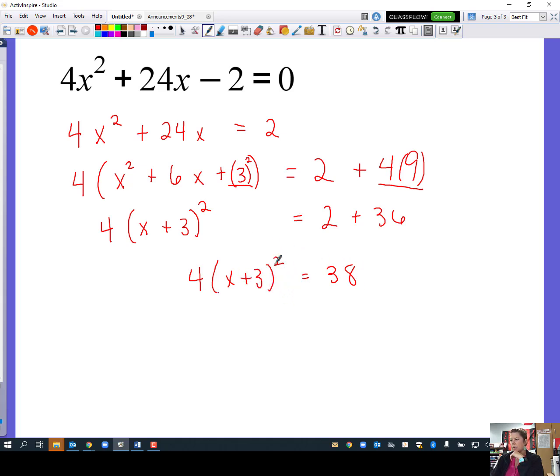Then we can take this and divide by 4, so my 4s would divide out. Here, this would divide by 2, and this divides by 2, so this would be 19 over 2, (x plus 3) squared. So hopefully that helps our understanding for that.